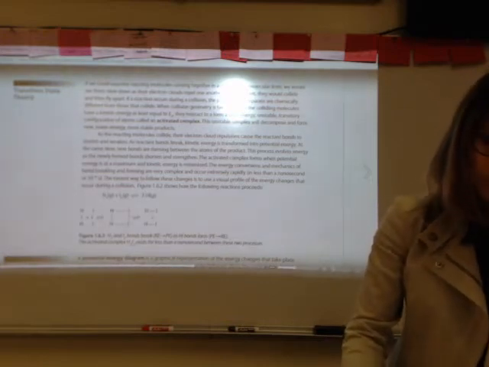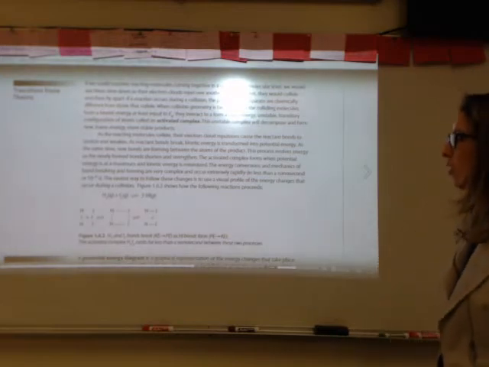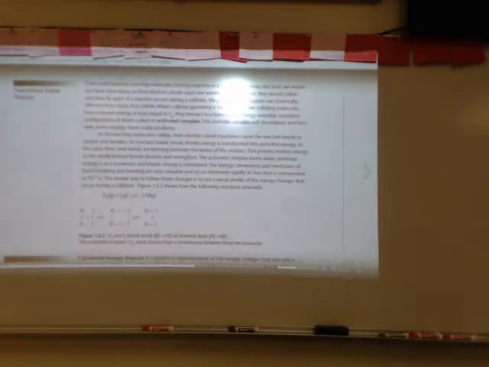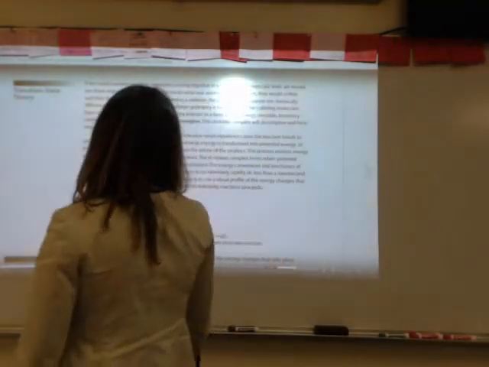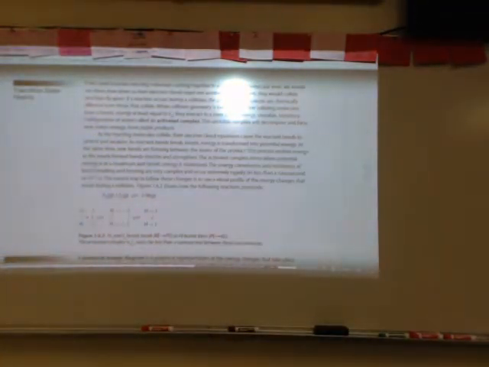So when collision geometry is favorable and the colliding particles have enough kinetic energy to equal, at least equal, the activation energy, they're going to interact to form something called an activated complex. The activated complex is a high energy, really unstable transition configuration of atoms. This is where we are breaking the bonds of the reactants and we are forming the bonds of the products.